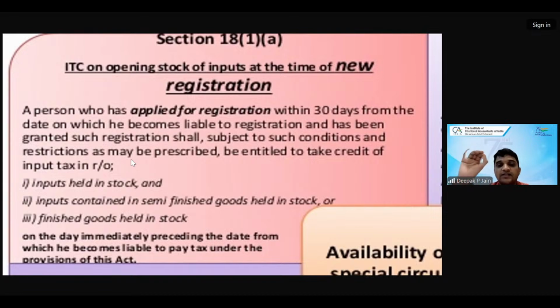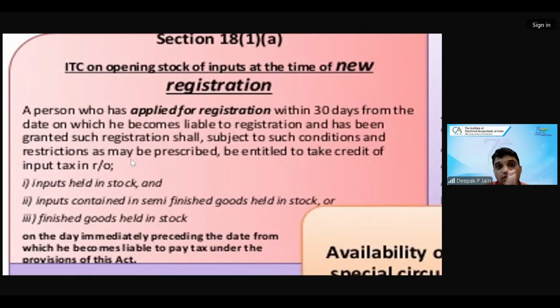So 18.1a says for a person who has applied for registration within 30 days from the date on which he becomes liable to registration and has been granted such registration, he will get the benefit of taking input tax credit in respect of inputs held in stock, inputs contained in semi-finished goods, and finished goods on the day immediately preceding the day when he becomes liable to pay tax under the provisions of this Act.